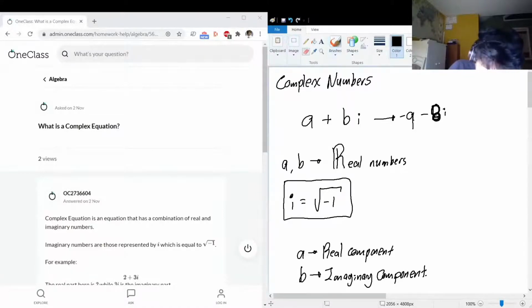Let me just redraw this 8. So negative 9 minus 8 I, that's a perfectly valid complex number, even though our equation looks like this, because A is negative 9 and B is negative 8. Okay.